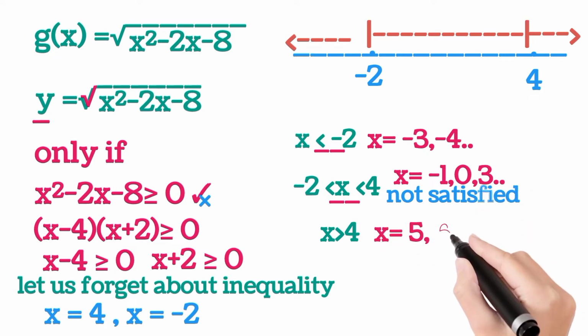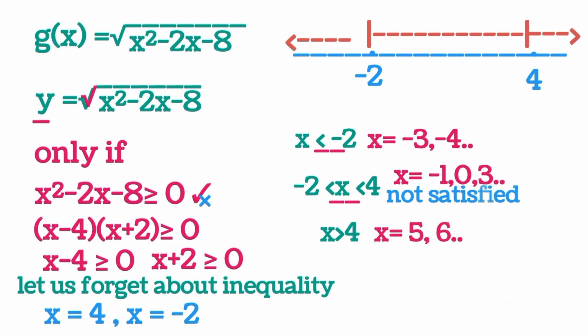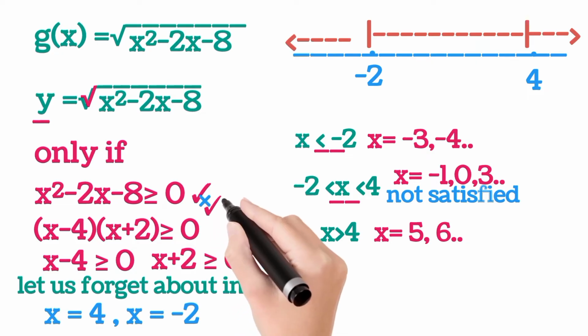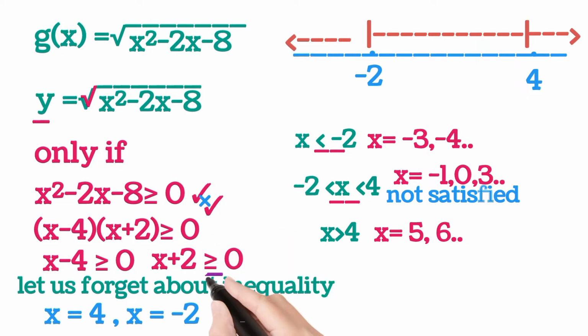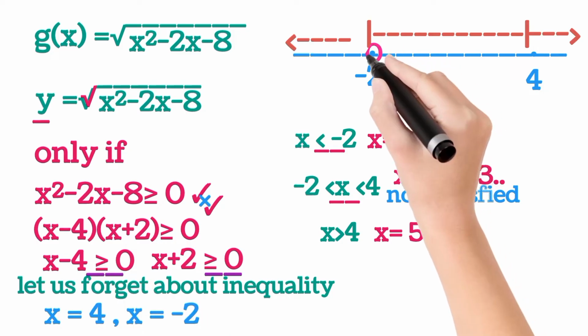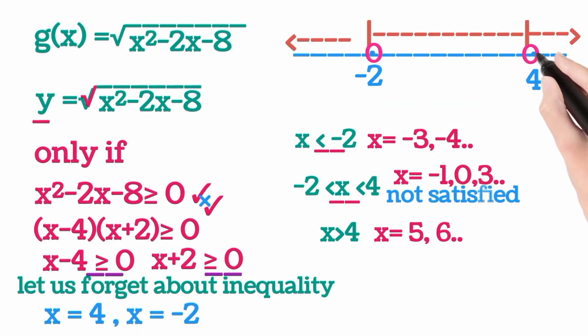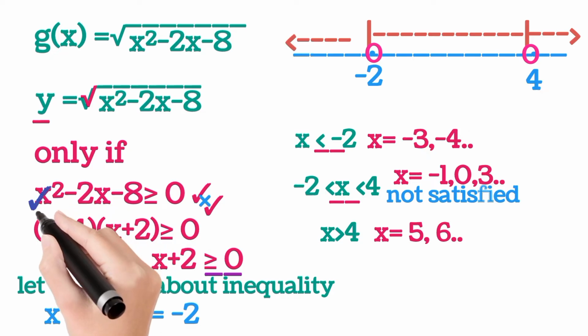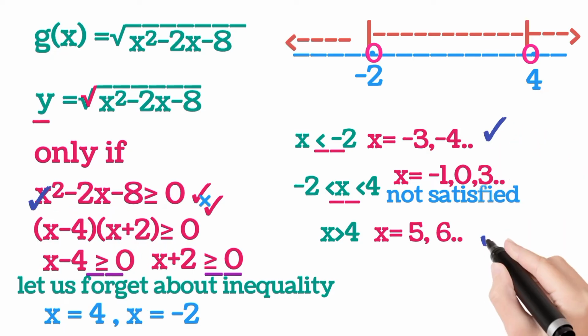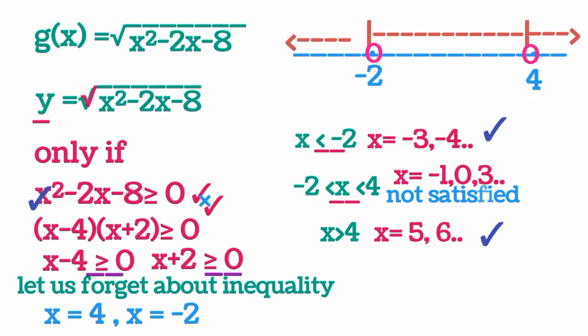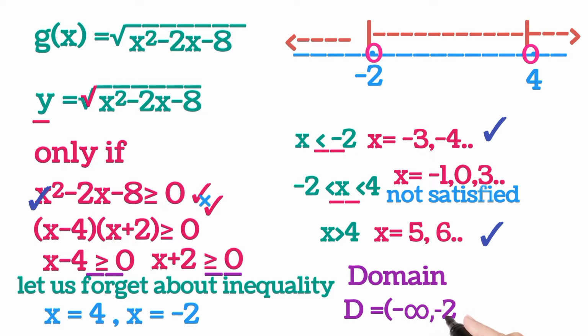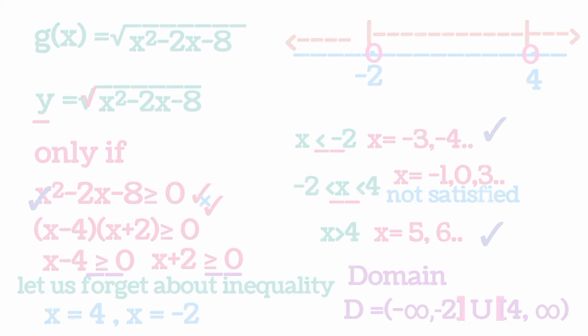And in this interval, if we take 5, 6 or any other value, we see that this condition is totally satisfied. Now here the condition was greater than or equal to 0, so these 2 points will also satisfy this equation. So this is satisfied, this is satisfied, and −2 and 4 also satisfy the condition. So the domain is (−∞, −2] union [4, ∞), where the square brackets mean that −2 and 4 are included in the domain.